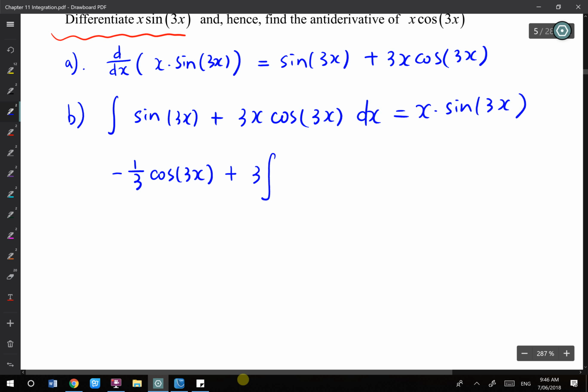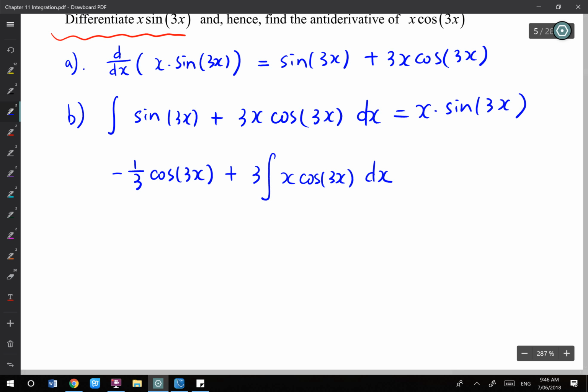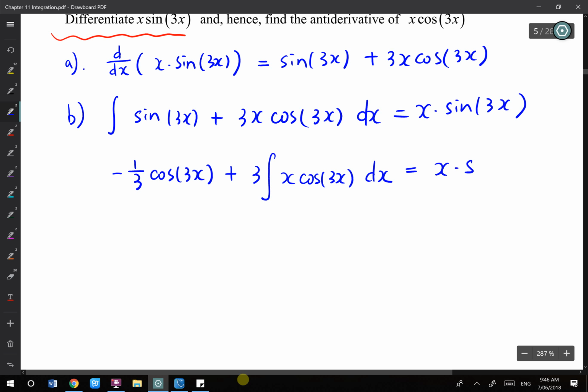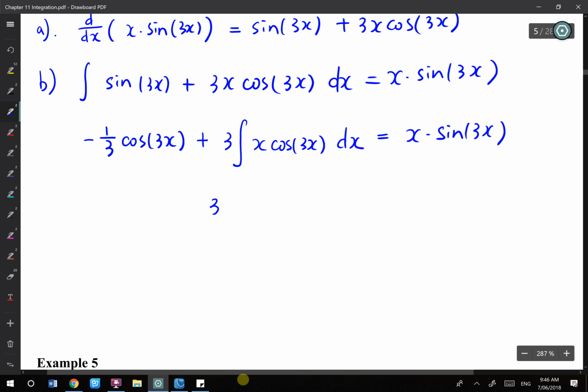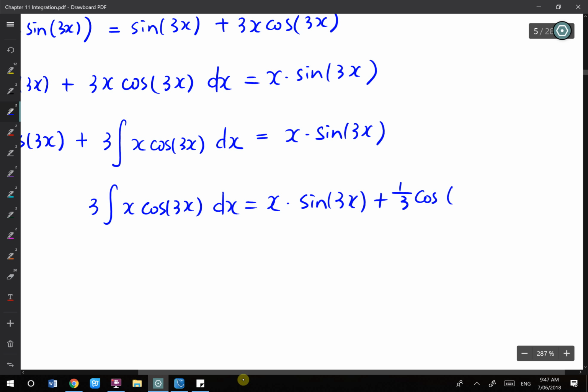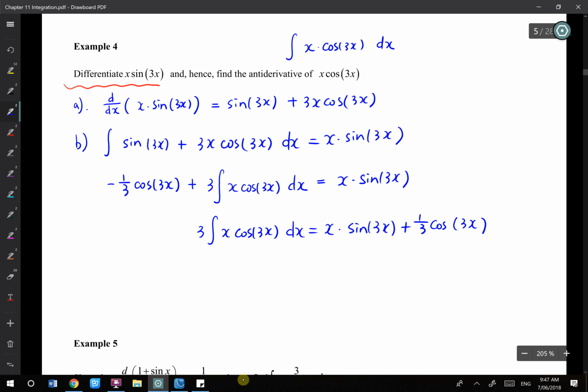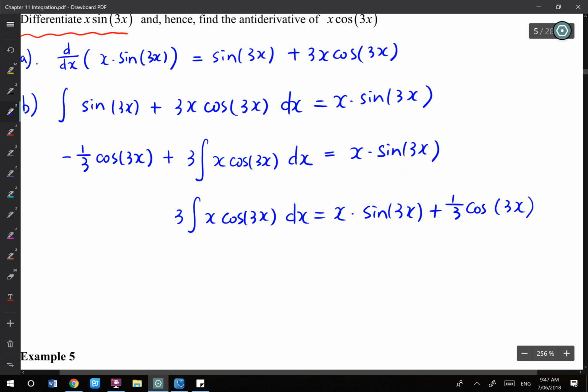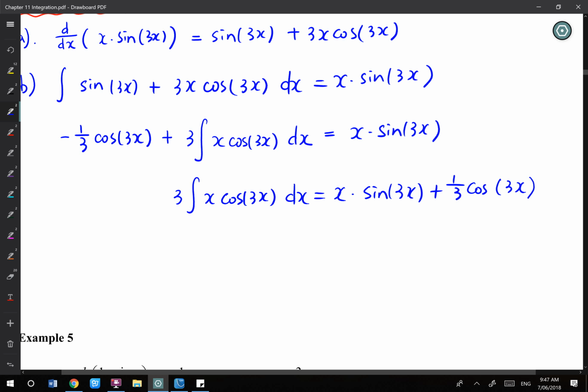But the second part, I haven't done anything yet. So I can put the 3 out first. As I said, it doesn't matter whether you put the 3 in or put the 3 out, it doesn't influence the result for x. So I can write it this way: 3 integral x cosine 3x dx equals x times sine 3x plus 1/3 cosine 3x.